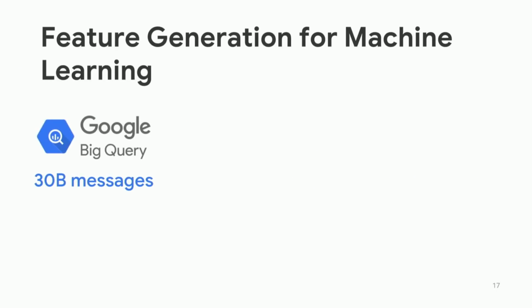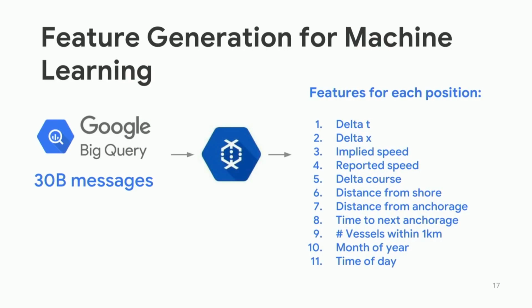We have about 30 billion AIS messages in all. This is on the scale of terabytes. And we continue on Dataflow to do some calculations for each single position. We calculate 11 different features. These are simple things such as the time between positions, the implied speed between positions of a vessel, how far that is from shore, how far that point is from an anchorage, the time of day.